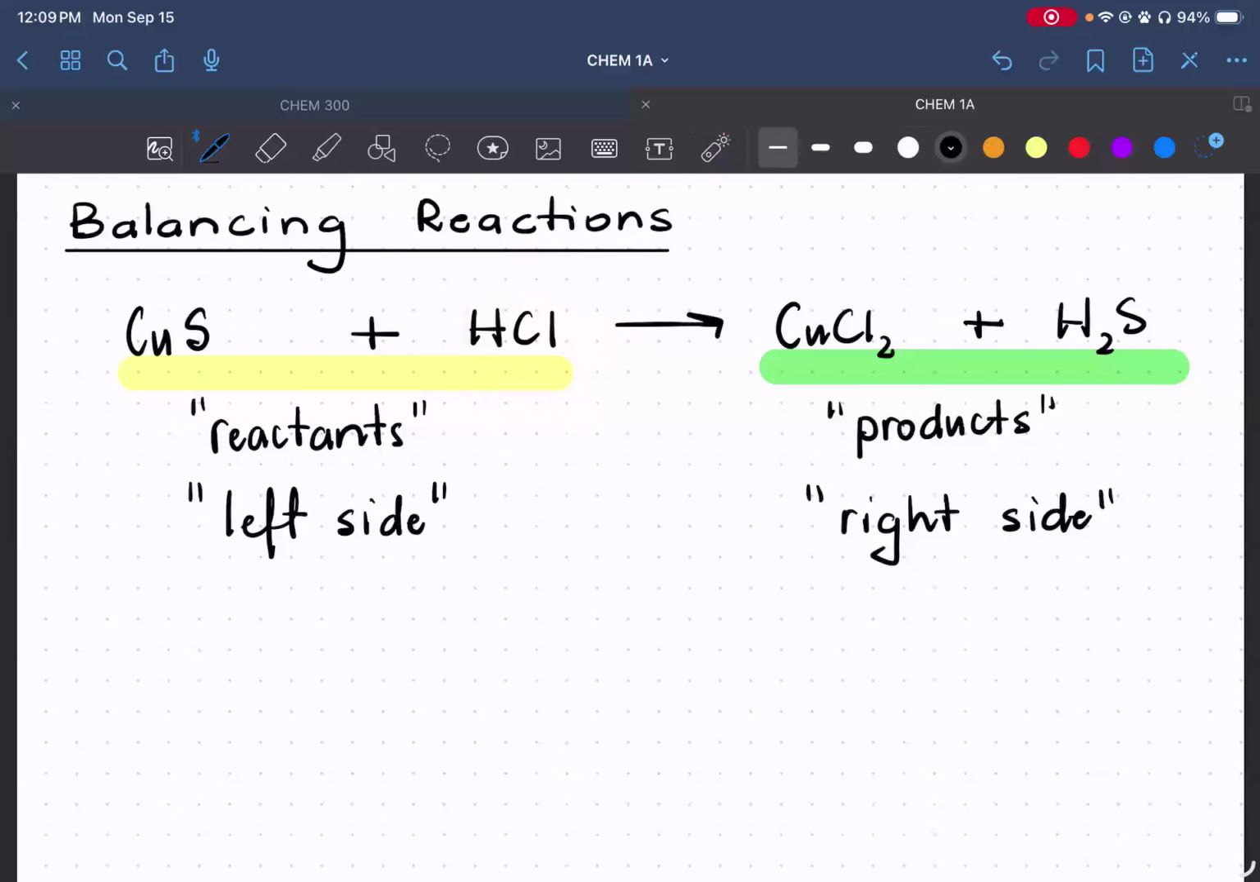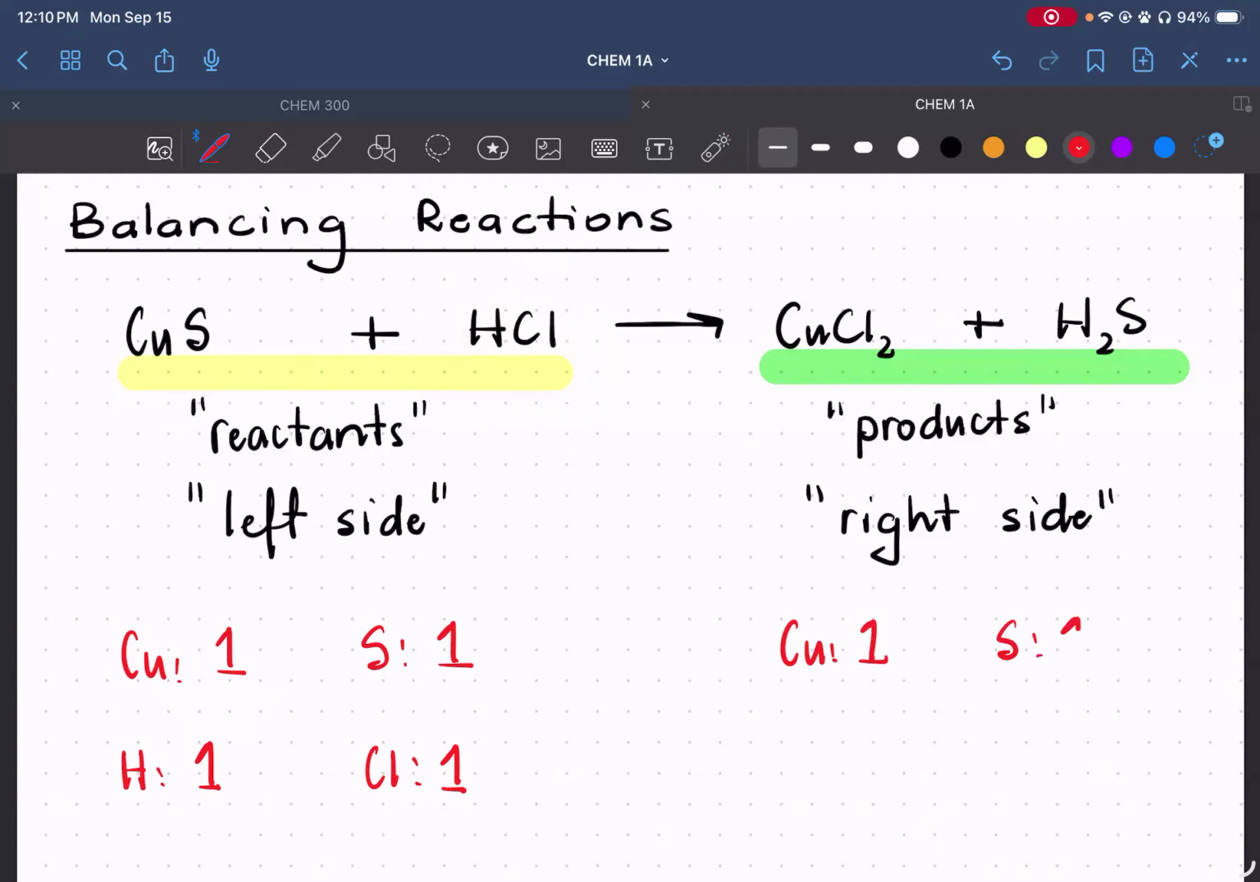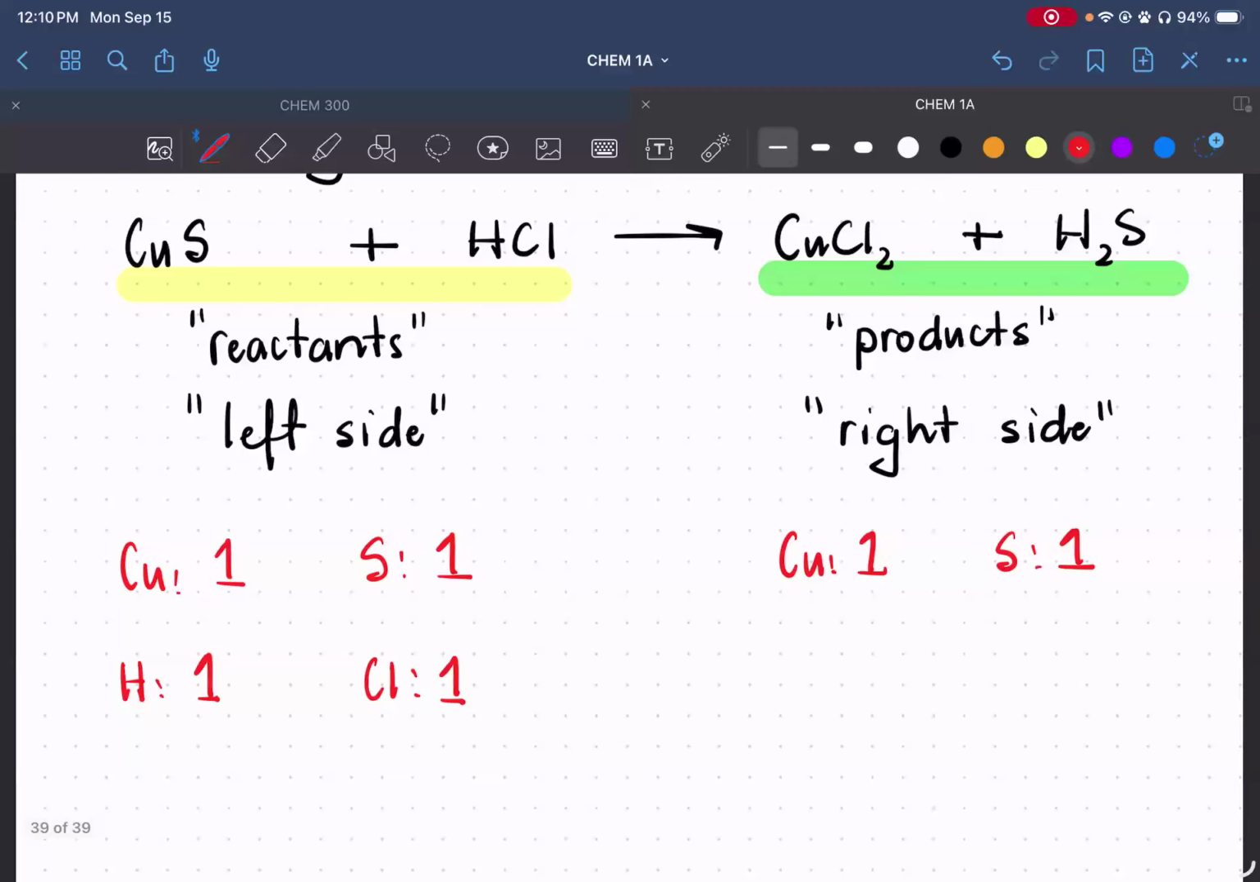What do I mean by balance? Well, we first just take stock of how much of each element or atom we have. Like I've already said, we have one copper, we have one sulfur on the left. Currently, we have one hydrogen on the left. Currently, we have one chlorine on the left. But on the right-hand side, although the number of copper and sulfur stays the same, both 1, we have 2 hydrogens and 2 chlorines.